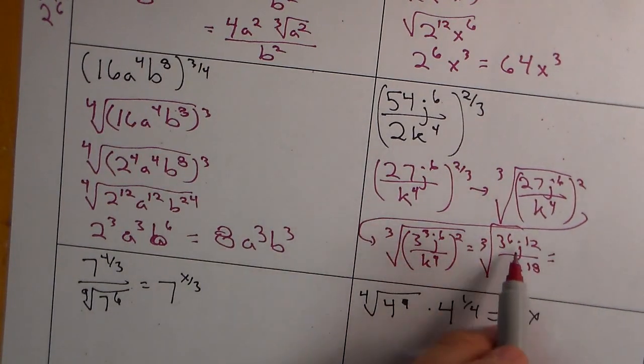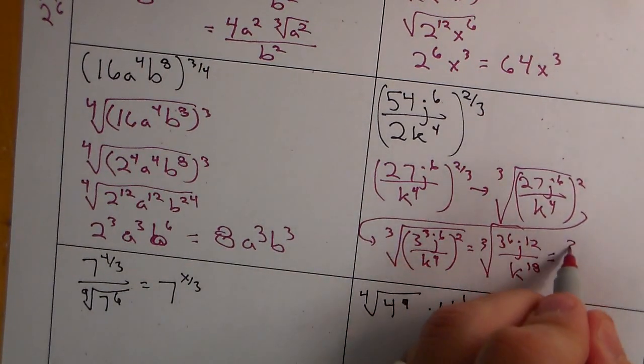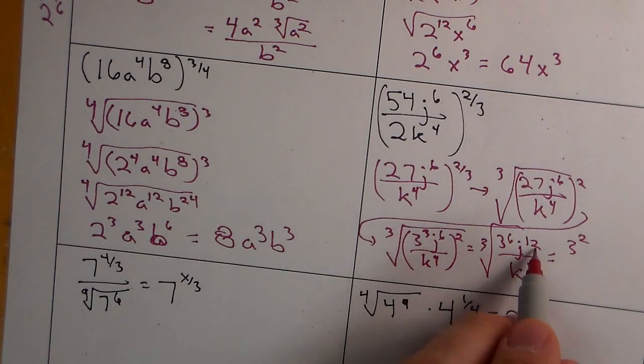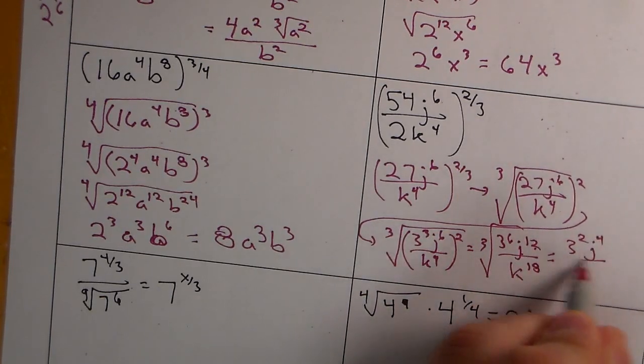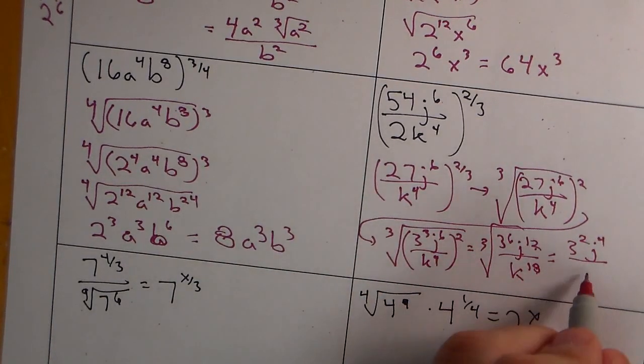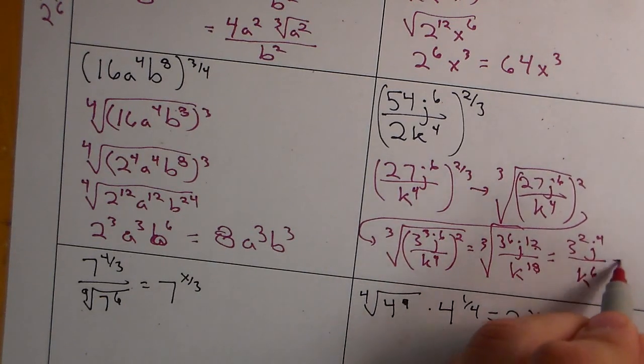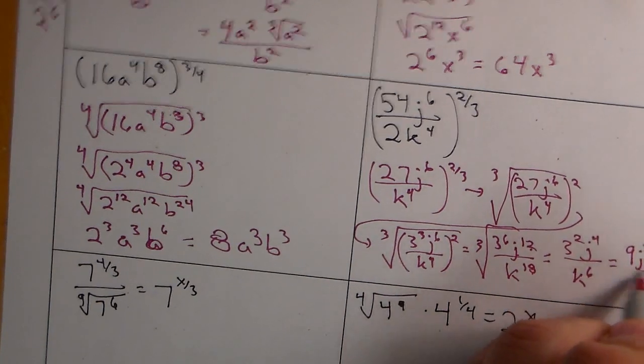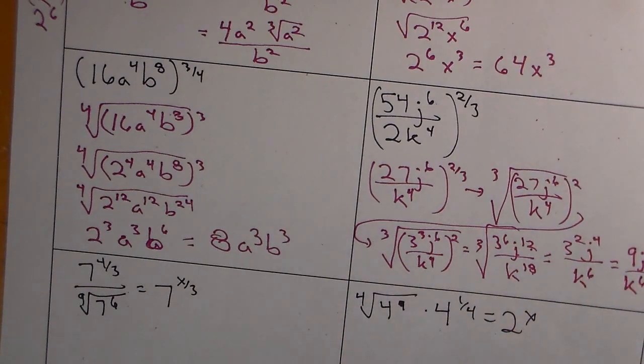So simplifying, 3 to the 6th, I have 2 sets of 3's coming out. J to the 12th, I have 4 sets of j's coming out. And k to the 18th, I have 6 sets of k's. So we'll say 9, j to the 4th, k to the 6th.